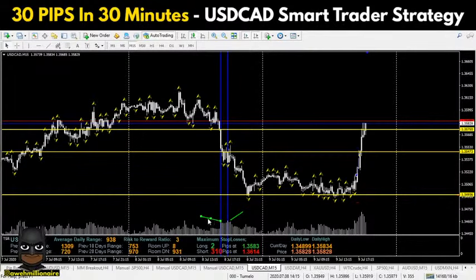And once you've identified your supply and demand levels and you've drawn them on the 15-minute time frame, all you got to do is analyze the charts like a smart trader, and obviously not like a dumb retail trader.